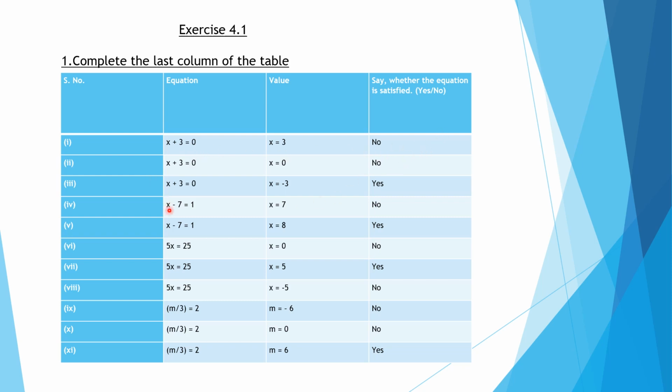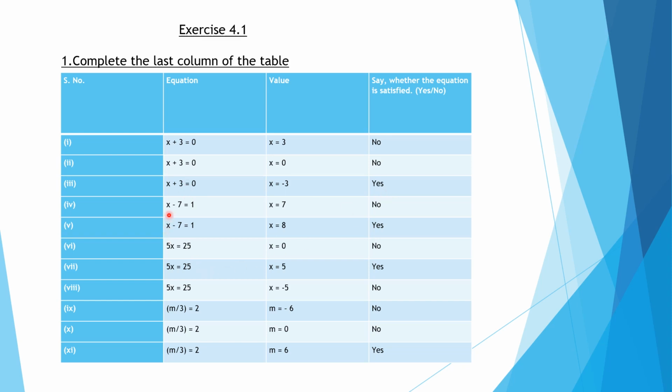Like this, we have to keep on replacing the value of x and find out in detail. How we got this, I'll send on WhatsApp along with the notes. But here, you just see. For example, x plus 3 is equal to 0 if the value of x is minus 3. Let us replace: minus 3 plus 3, how much? 0. That's why yes, this is going to satisfy.